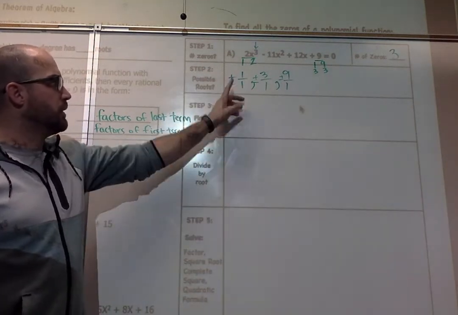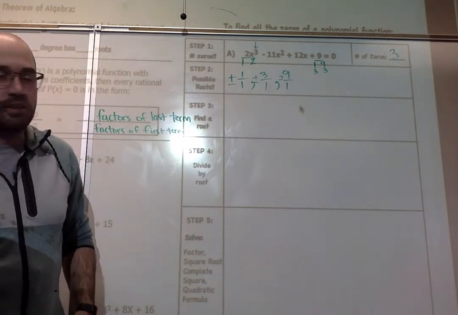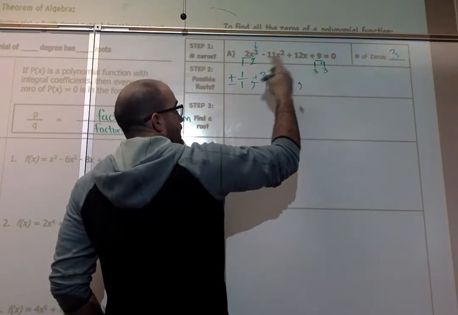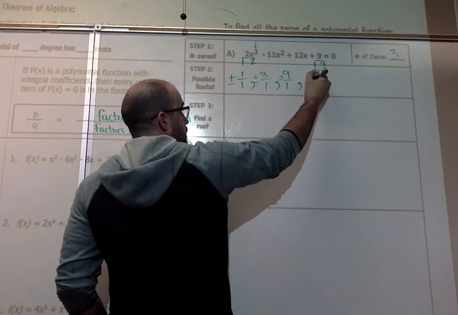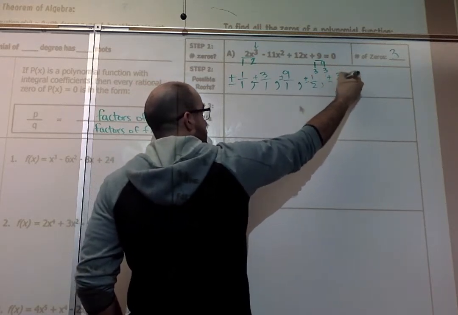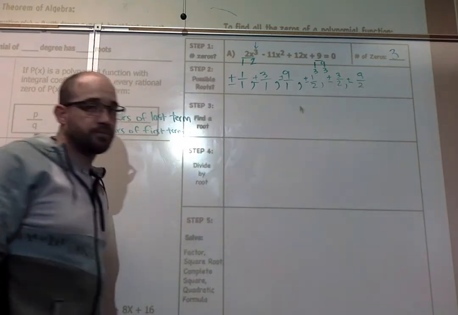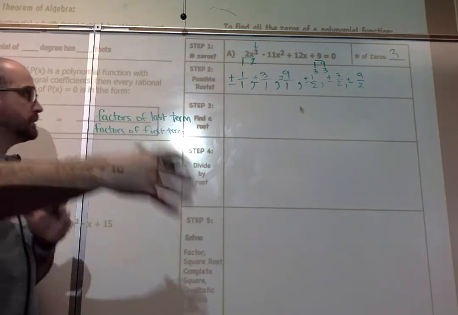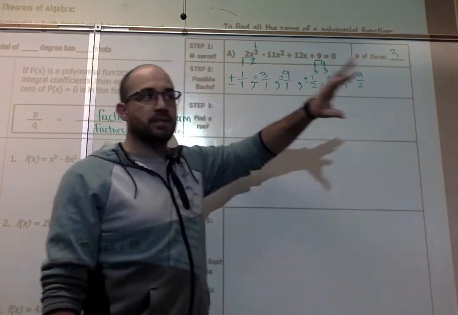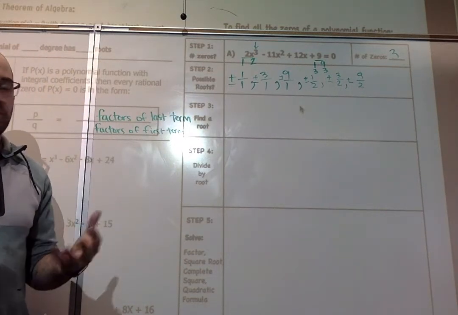Not necessarily. You could put positive negative 1, positive negative 3, positive negative 9, because each of those divided by 1 doesn't change it. Then my other factors is now putting them over 2. So I'd have positive or negative 1 over 2, positive or negative 3 over 2, positive or negative 9 over 2. And that would complete my list of possible roots. Okay? So these are all the possible roots, not necessarily the actual roots for this problem. Okay? It gives us the idea of where we're going to start.